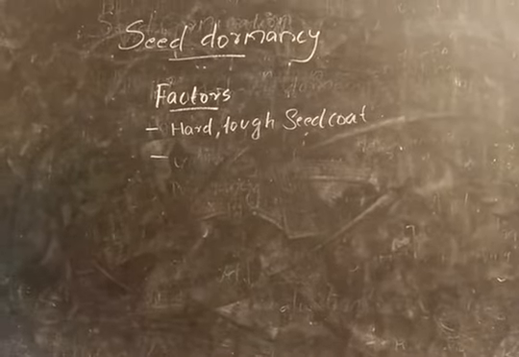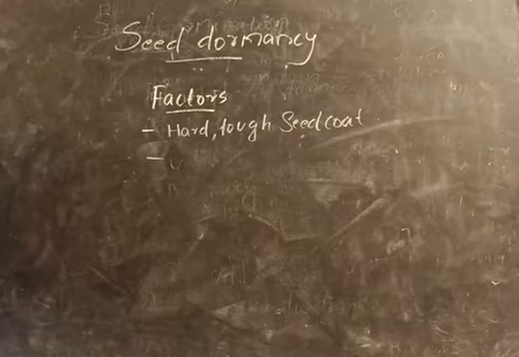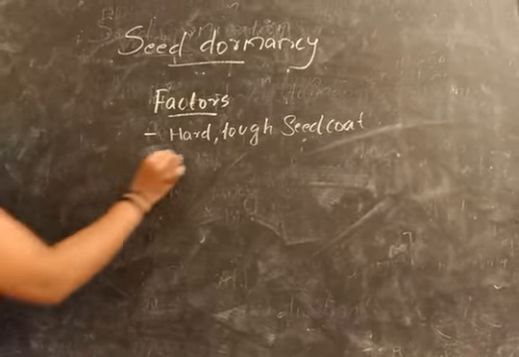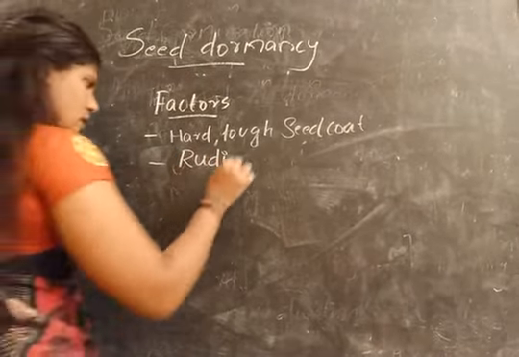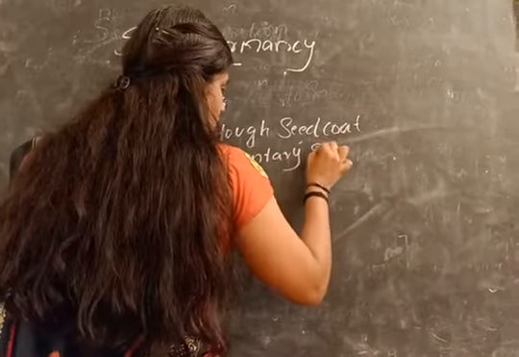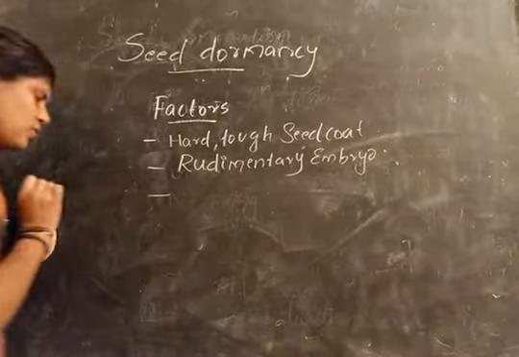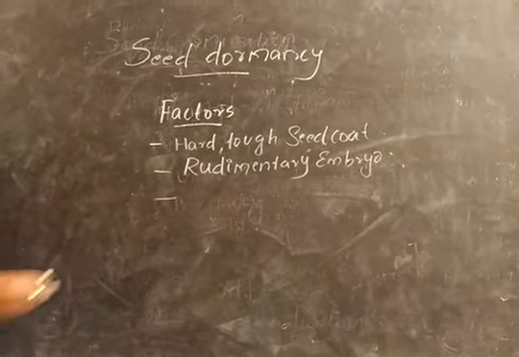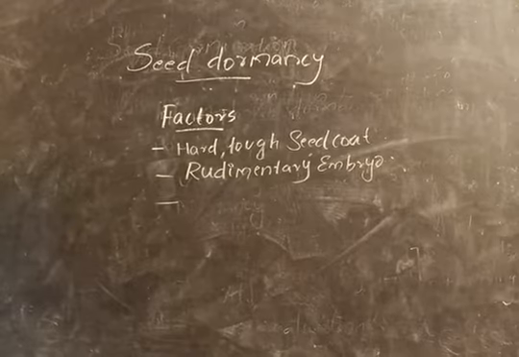The second reason is imperfectly developed embryos. The imperfectly developed embryos are called rudimentary embryos, which promote dormancy. So it is also a reason for seed dormancy. Then lack of light, and a lack of temperature.